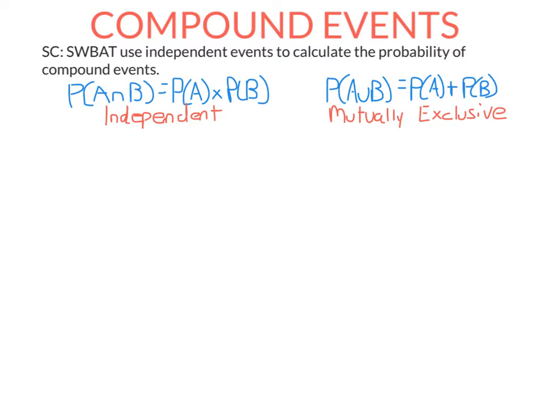Hopefully by the end of it, you'll be able to use what we've learned about independent events to calculate the probability of compound events. So compound events are events where more than one thing is happening, like a multi-stage event.